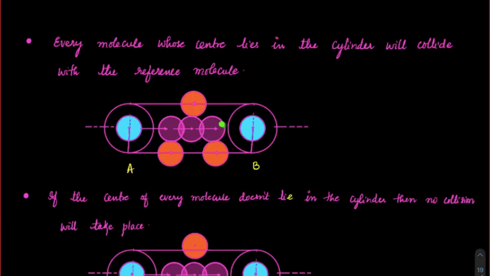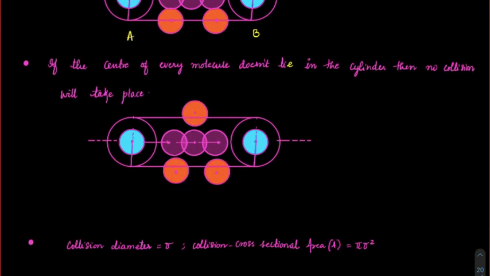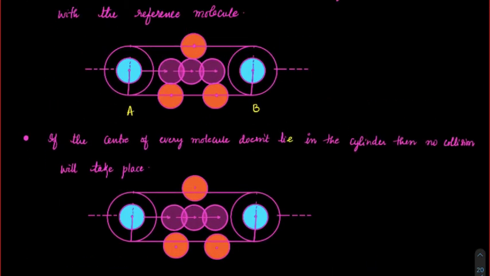This reference particle will collide with these, as long as these three particles have their centers either on the cylinder or inside the cylinder. But if their centers are slightly outside the cylinder, definitely they won't make any collision. There won't be any impact of the collision. I think you understood what I'm trying to say.